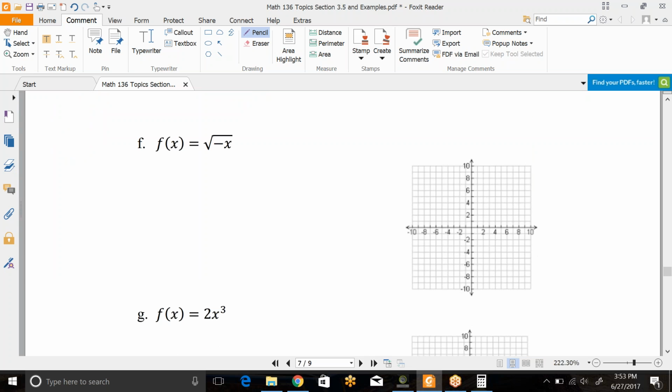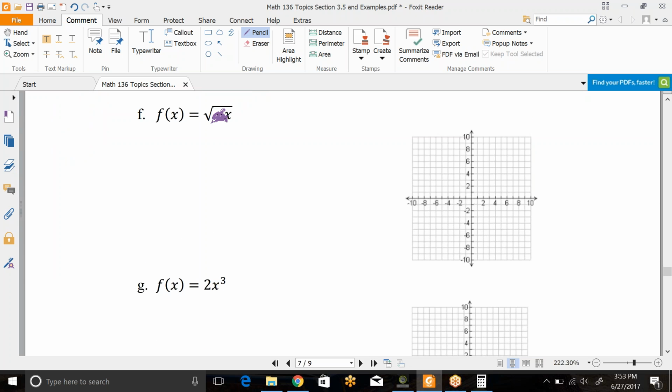This one has a negative inside. Instead of doing this one using a table, I'm just going to go ahead and do the reflection again. It's just as easy to do it either way, but, well, no, I can do a table. It's not a big deal. Still going to be square root of x, so it still has that shape that we were just looking at.